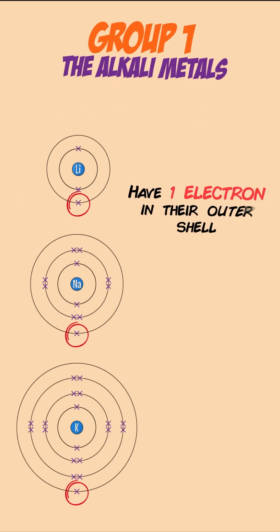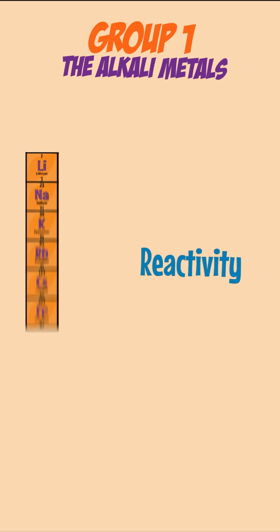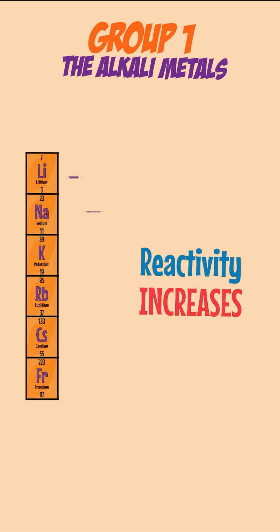The group 1 elements are known as the alkali metals, and they all have one electron on their outer shells, which means they're all reactive and have similar properties. The reactivity of group 1 metals increases as you go down the group.